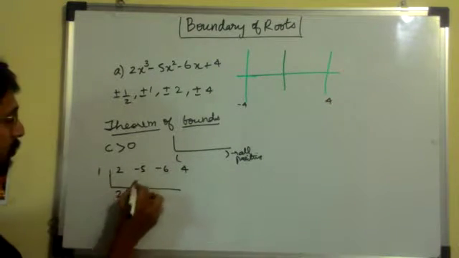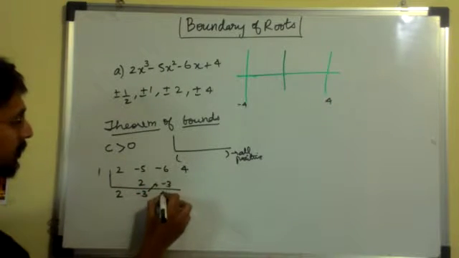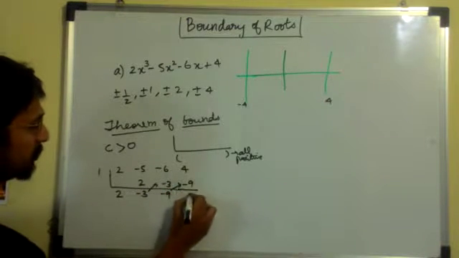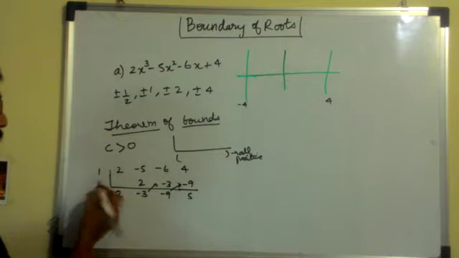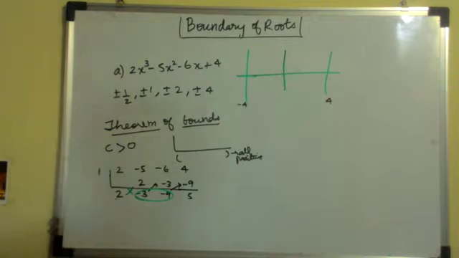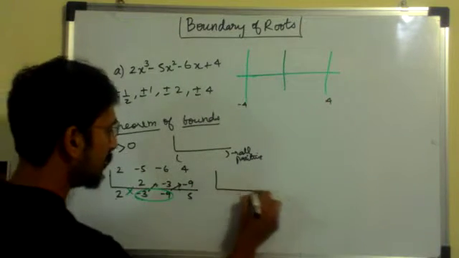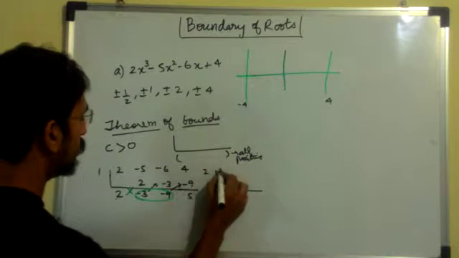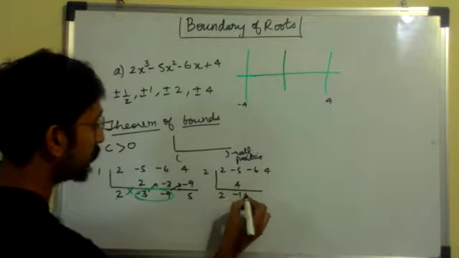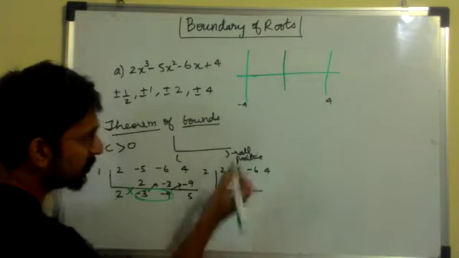So 2, minus 3, minus 9, minus 5. They're not all positive, so since I have negatives, this is not the boundary. Let's try for 2. 2, minus 5, minus 6, 4, gives 2, minus 1, minus 8, minus 12. I don't want to go beyond that because I've already got a negative term, so this won't satisfy.